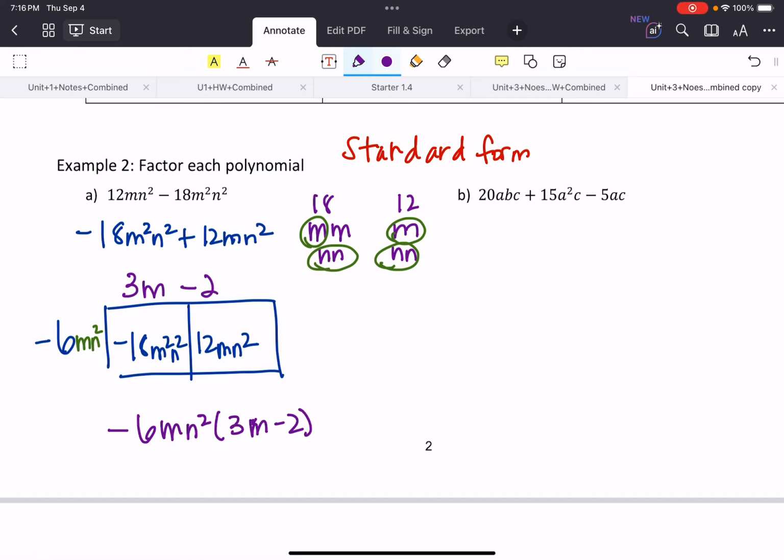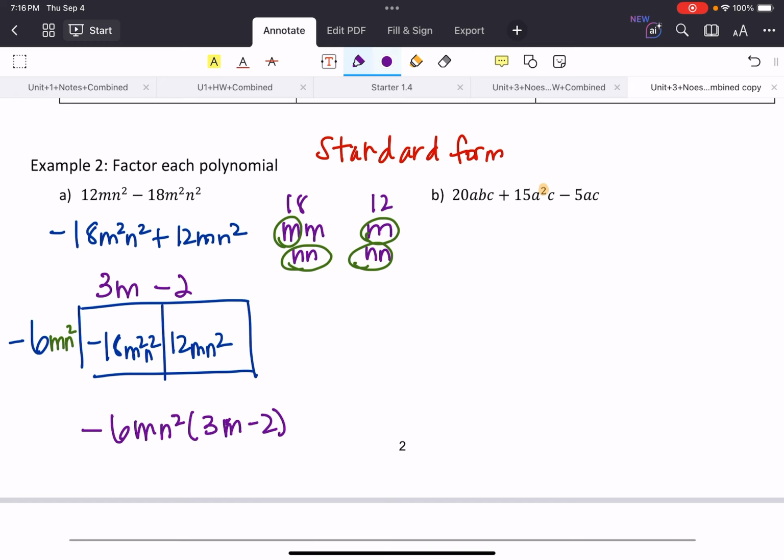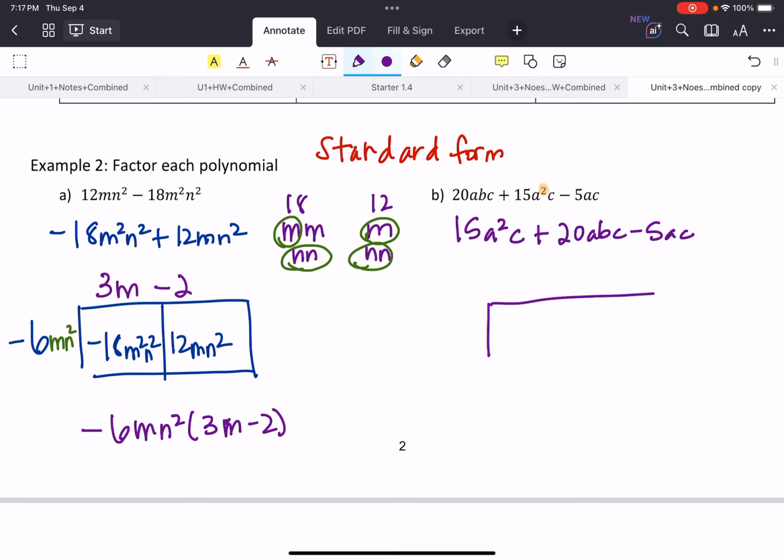Okay, this other one is also not in standard form. Here's my 2. I need to put my 15a squared c first. The other ones don't necessarily matter in the order because they both have an exponent of 1. So I'm going to put all 3 terms in my box this time. 15a squared c, 20abc, and negative 5ac.